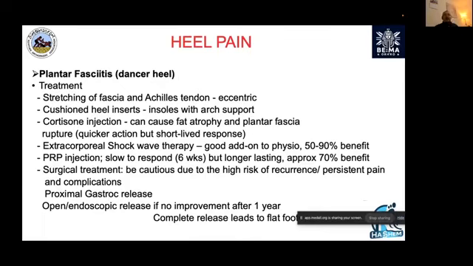The end of the corridor is surgical treatment if all non-operative treatment fails, and surgical treatment, as I explained, will be either a proximal gastrocnemius release or lengthening of the Achilles, or on the other side, if you want, just to debride or even to release the plantar fascia.